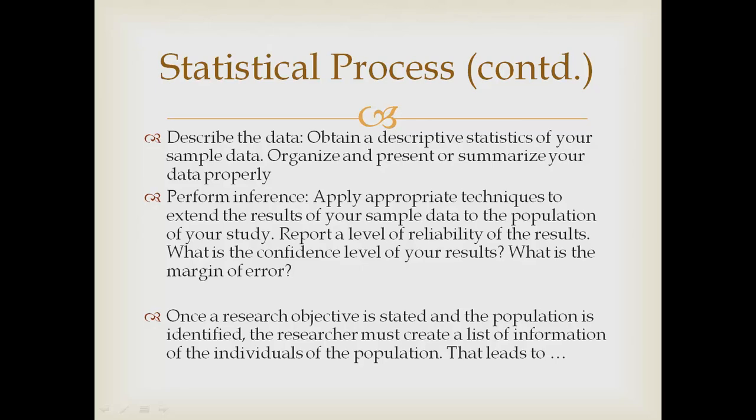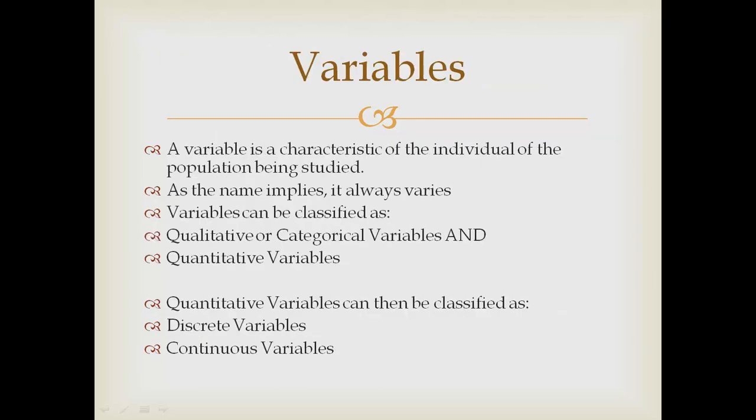So once a research objective is stated and the population is identified, the researcher must create a list of information of the individuals of the population. So when you have your research objective, what you want to find out about, and you identify the population of your study, you now create a list of the individuals of the population, right? And this leads us to what we call variables. A variable is a characteristic of the individual, of the population being studied.